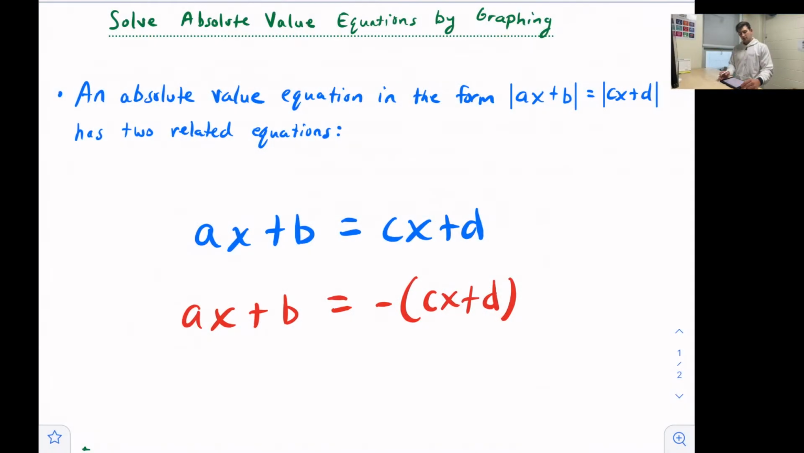Everyone, in this video we're going to solve absolute value equations by graphing. So an absolute value equation in the form absolute value of ax plus b equals absolute value of cx plus d has two related linear equations, right? If you want to review this, check out the video in the top right hand corner right now.